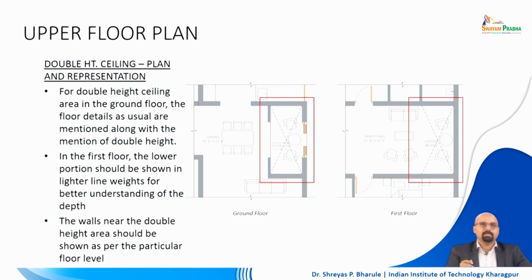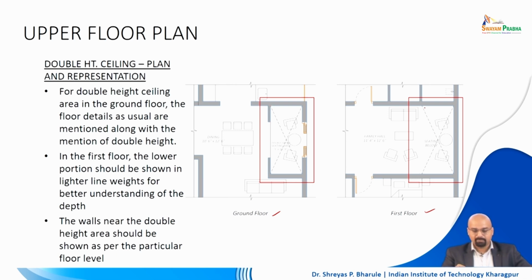Moving forward, when we have a double heighted ceiling, even in the previous module we did talk about this a little bit, but in detail, what is to be done when we look at the ground floor level plan and the first floor level plan, what happens? In the ground floor level plan, if you see, there is a line here.